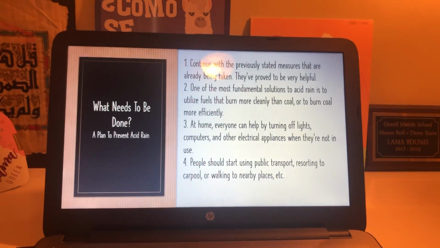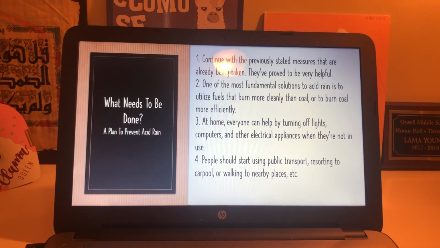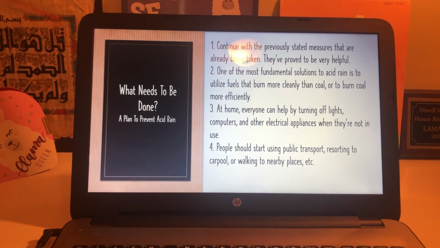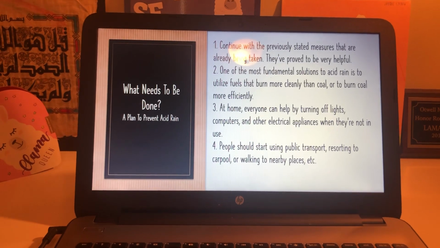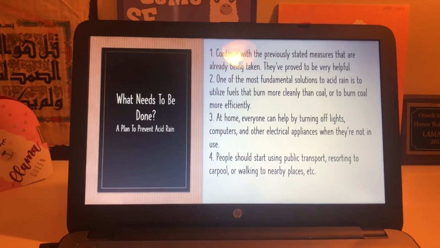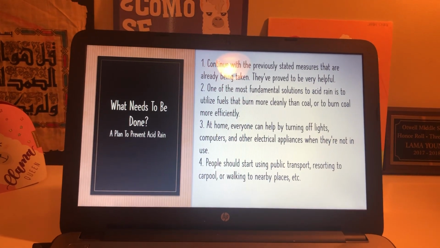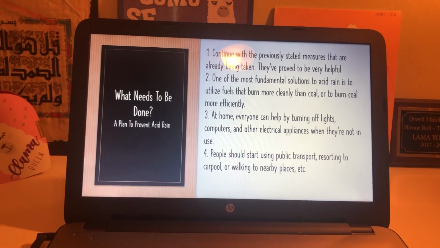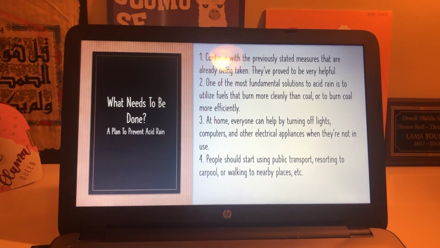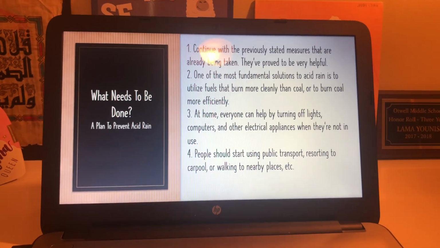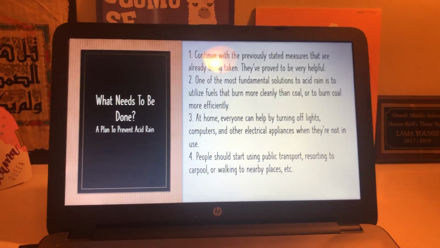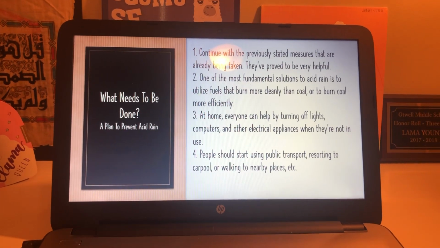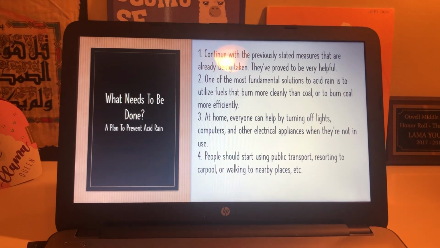So I've created a plan to help prevent acid rain, and the first step is to continue with the previously stated measures that are already being taken because they're proven to be very helpful. Second of all, one of the most fundamental solutions to acid rain is to utilize fuels that burn more cleanly than coal, or to burn coal more efficiently. Number 3, at home, everyone can help by turning off lights, computers, and other electrical appliances when they're not in use. People should also start using public transport, resorting to carpool or walking to nearby places.